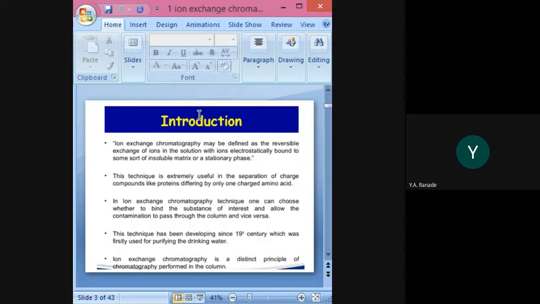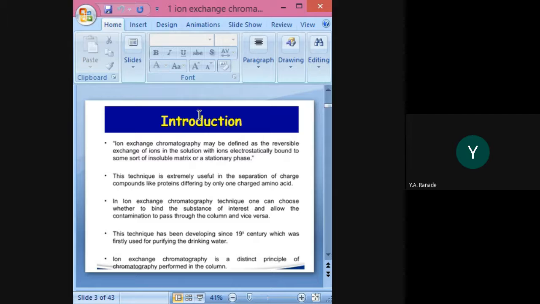As the name suggests, ion exchange chromatography is nothing but the reversible exchange of ions in the solution, and these ions are electrostatically bound to an insoluble matrix or stationary phase. There are two phases you will be using: one is the stationary phase, the other is the mobile phase, in any type of chromatography. In ion exchange chromatography, the stationary phase is a solid, whereas the mobile phase you will be using is a liquid, and this liquid mobile phase gets all the particles dissolved in it.